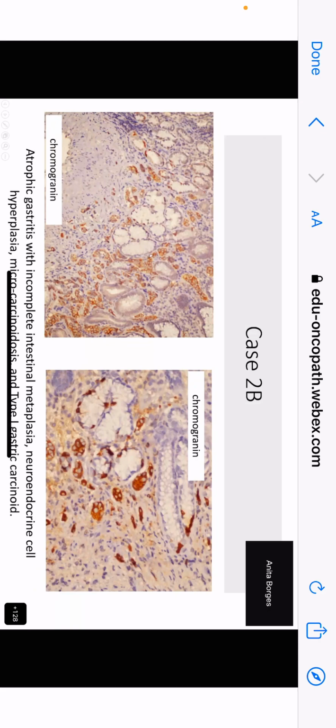So this is a case of atrophic gastritis. There was partial gastric atrophy, with incomplete intestinal metaplasia, neuroendocrine cell hyperplasia, microcarcinoidosis, because there are these small little areas, and a type 1 gastric carcinoid. I'm not going to tell you about type 1 gastric carcinoid and all of this. This is a slide seminar. So all of you please go and read about type 1, type 2, and type 3 gastric carcinoids.